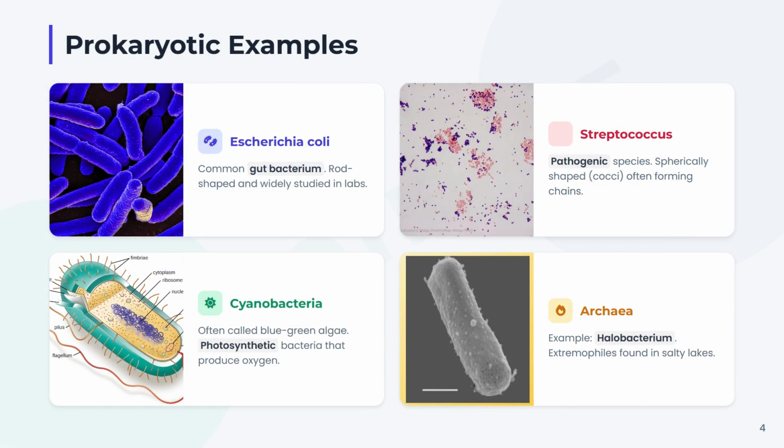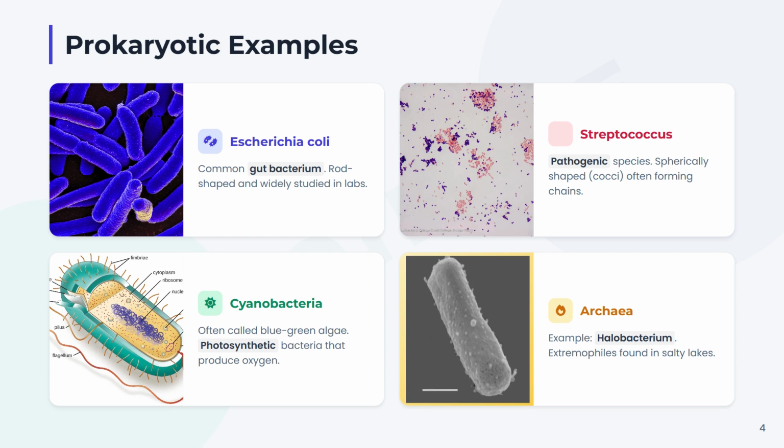To make this concrete, let's look at some familiar prokaryotic examples. First, Escherichia coli or E. coli. This is a common rod-shaped bacterium found in our intestines. It's actually a vital part of our gut flora, but certain strains can cause illness, and it's one of the most widely studied organisms in labs.